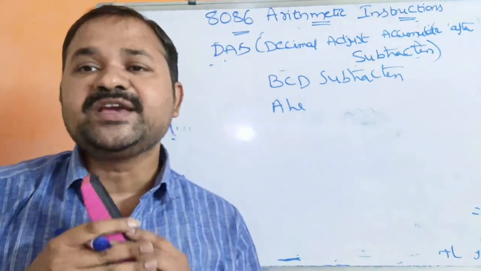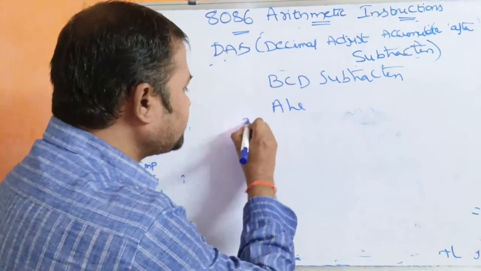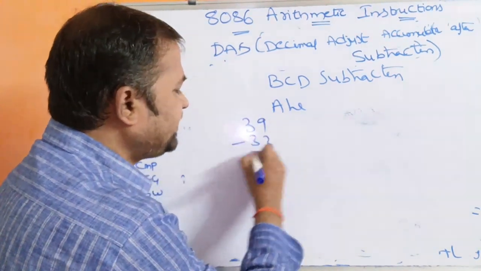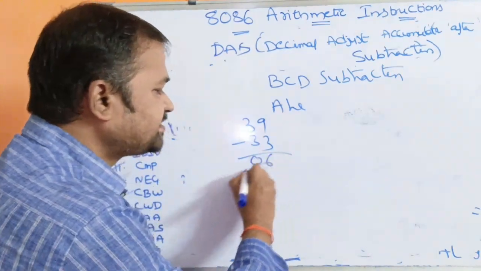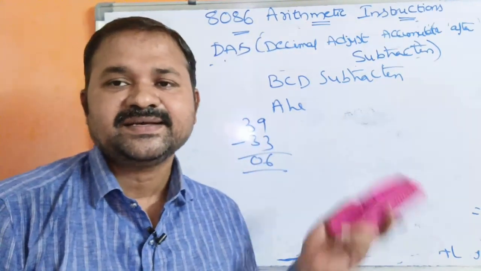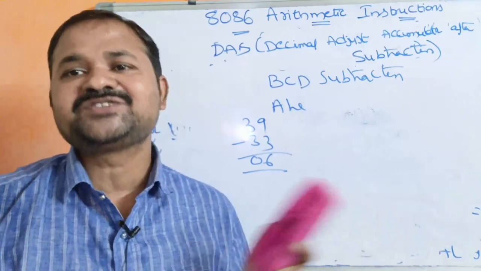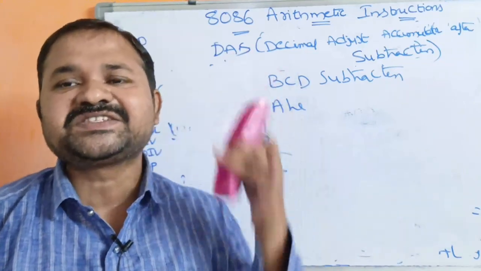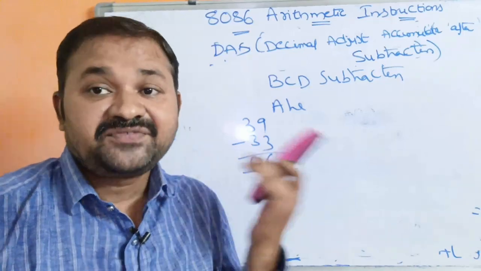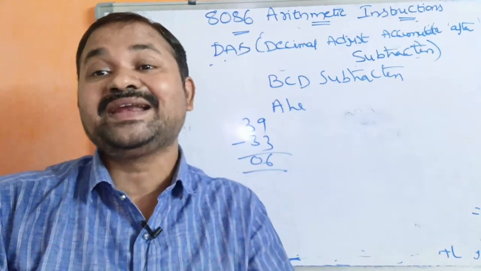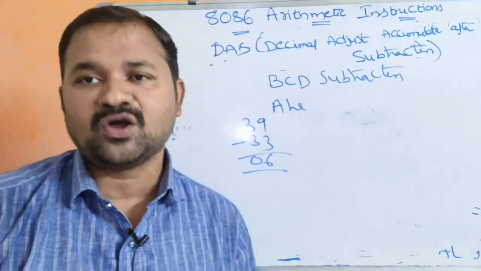So after doing the subtraction, let the first number be 39 and the second number be 33. What is the difference between 39 and 33? 06. 0 is a valid BCD digit, 6 is a valid BCD digit. There is no problem if the result contains valid BCD numbers. Whereas if the result contains invalid BCD numbers, then we have to follow two rules.